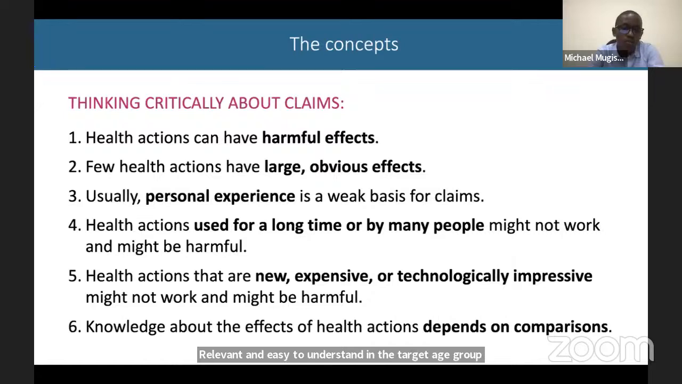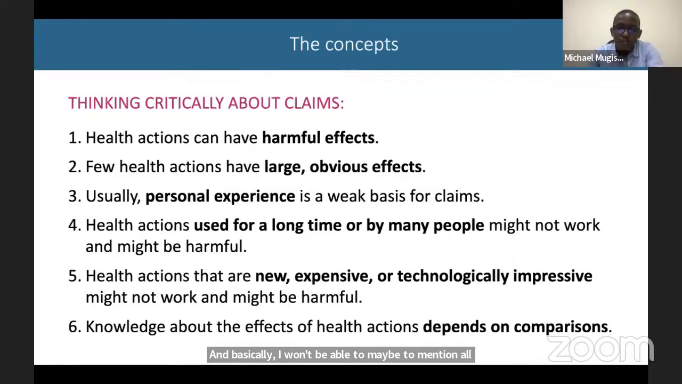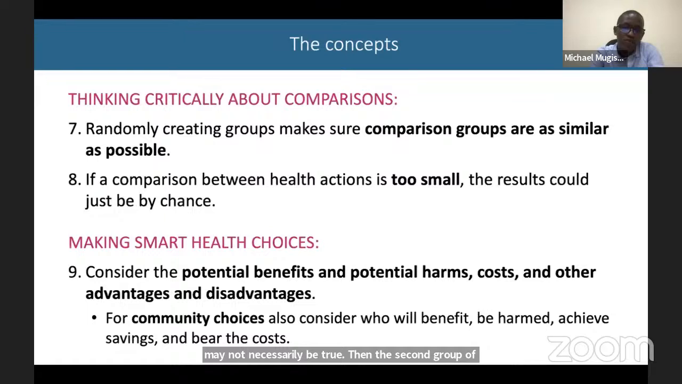These concepts were grouped in 3 broader categories, as we have all the concepts in broader categories. Six of them were in the category called thinking critically about claims. I won't be able to mention all 6, but they teach people to consider what people say and some of the aspects in claiming which may not necessarily be true. The second group had 2 concepts, teaching people about comparisons, and that evidence based on research done on a small sample would not necessarily be reliable.